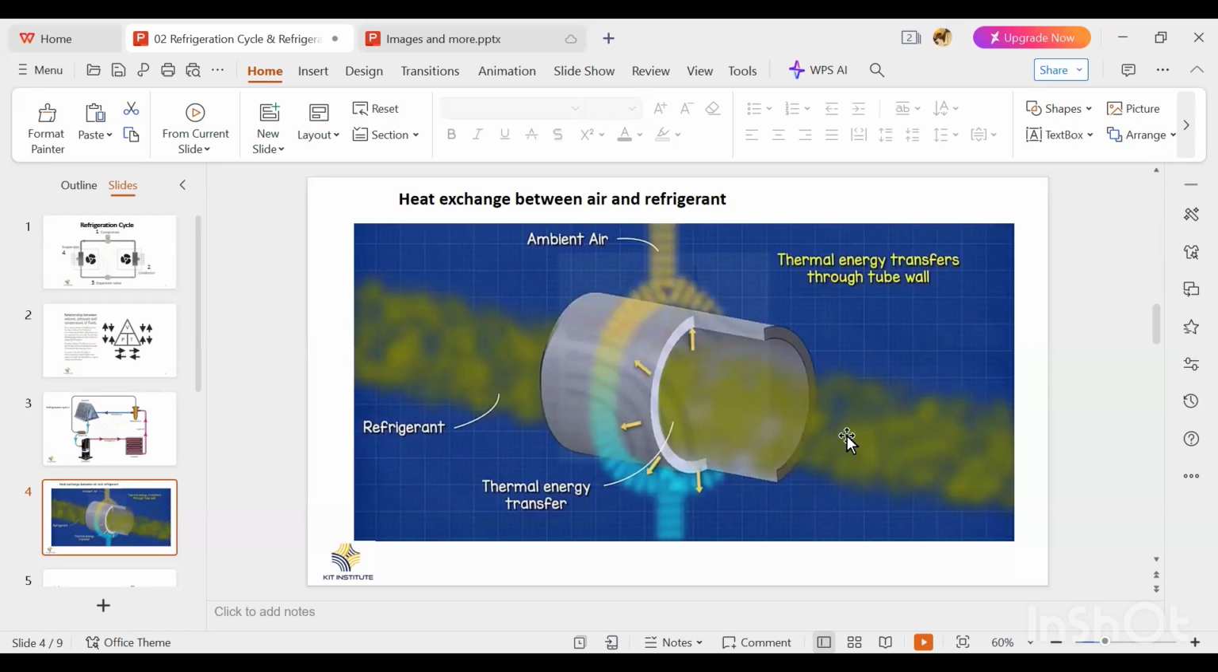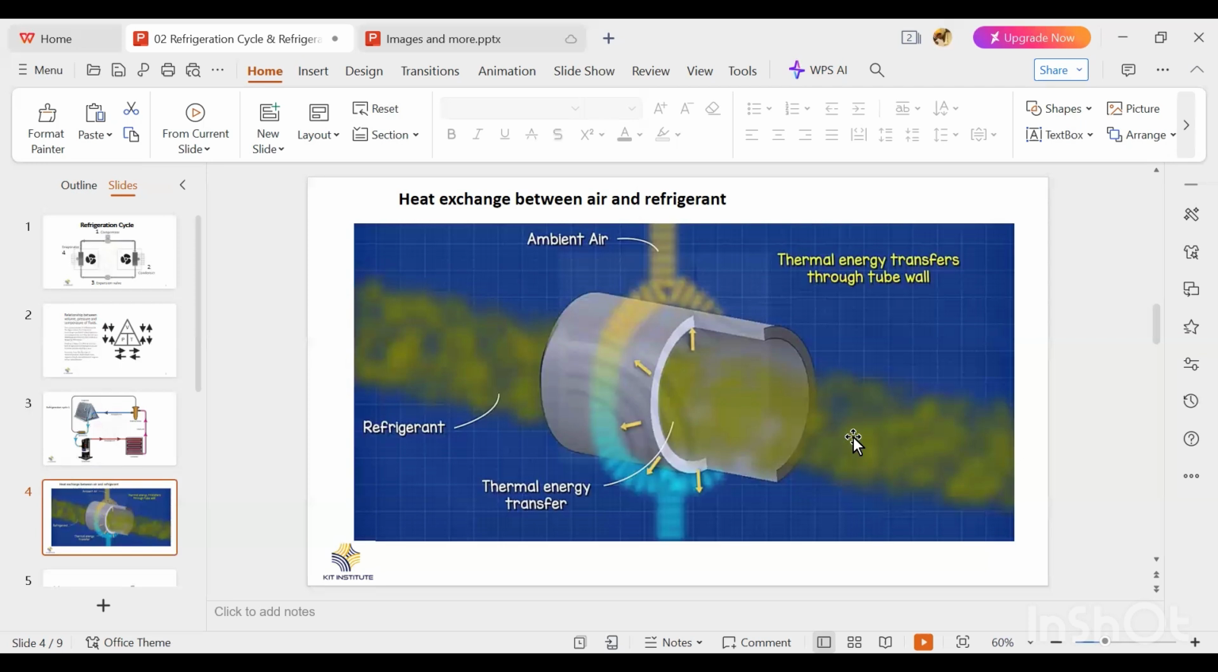So the 100 degrees refrigerant going through the pipe will give up its heat through the pipe, and the air around the pipe will blow away that heat and go with it. So the air is coming in at 50 degrees Celsius, but after going through the coil, its temperature will rise, maybe up to 70 degrees, sorry.